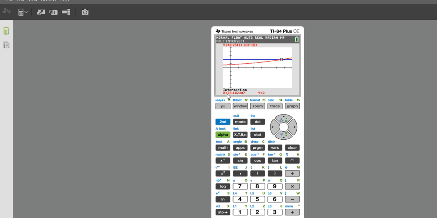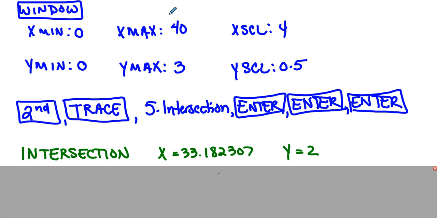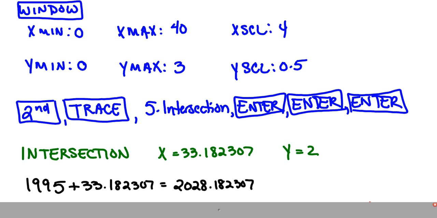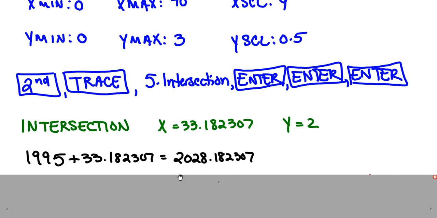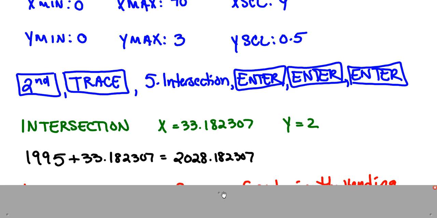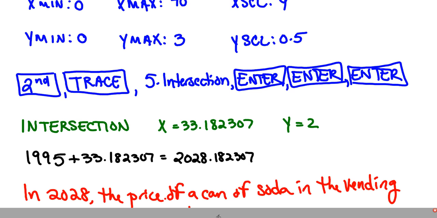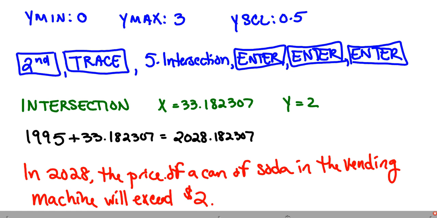Well, it would be just after 33 years. So after 33 years of when? Well, this study was in 1995. So we'd have to add the 33 years to our 1995 to figure out when that would be. So if we recap, we had to adjust the window, and we did second trace, option 5 intersect, enter 3 times. We found the intersection point, and now we're going to add that value of x to 1995, which is approximately 2028, when the can of soda should be more than $2.